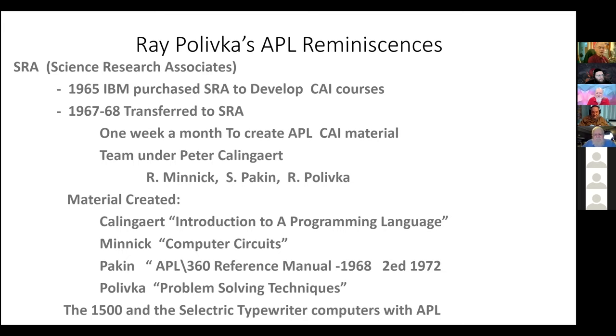The team under Peter Calingaert was Bob Minnick, Sandra Pakin, and Ray Polivka. The material we started working on, Peter created about a 90-page book entitled Introduction to Programming Language. I still have that. And Bob Minnick was working on computer circuits, where he was defining computer circuits using APL. Sandra Pakin created the APL 360 reference manual, which is the one which did get published in 1968 and was popular enough that it went to the second edition. And I started working on problem-solving techniques in programming and the like. But my things changed there at SRA after a while. But the two things I should mention that you probably have never heard of is the 1500 and the Selectric typewriter computers, which were related to APL.